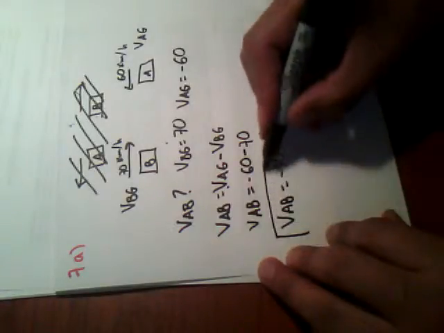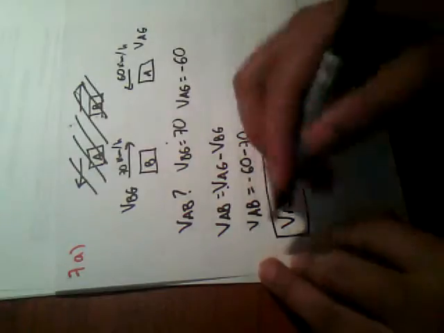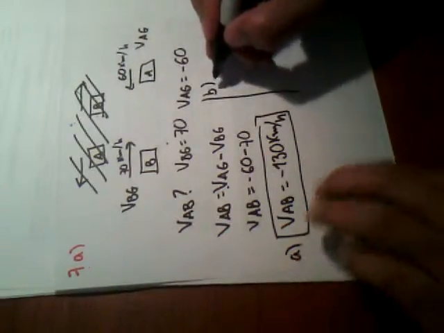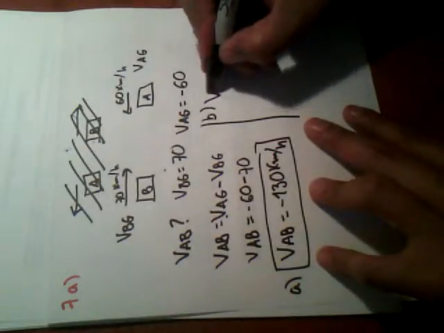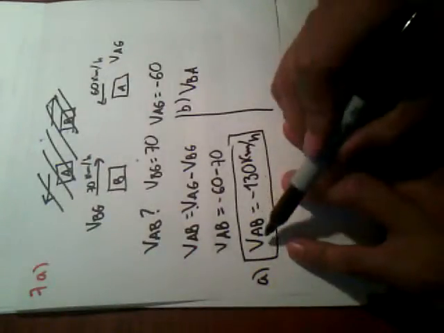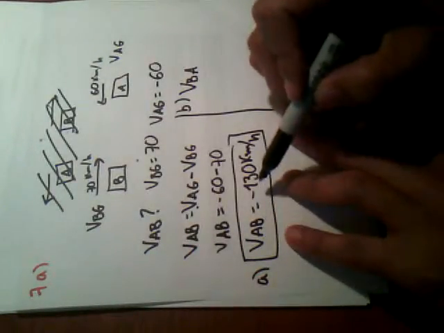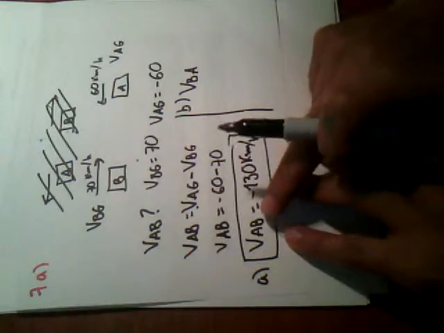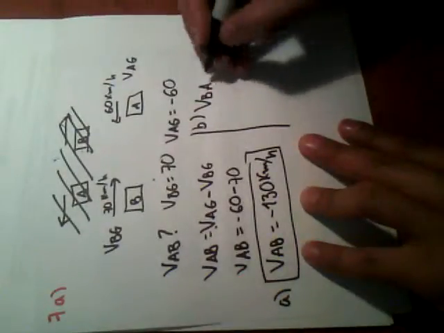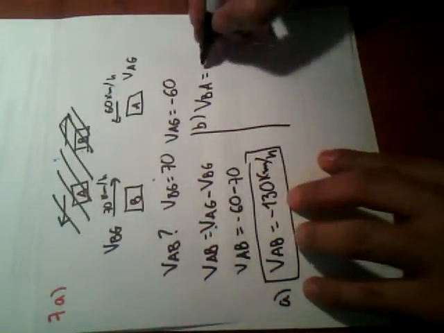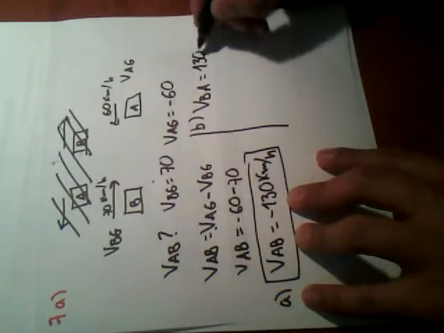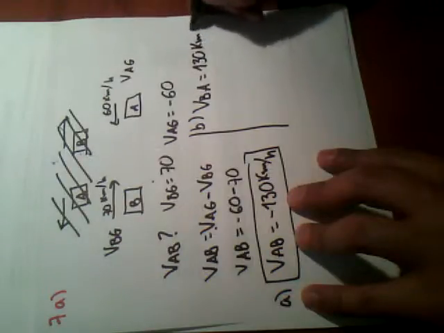Okay, so that is the answer for part A. Now I'm going to do part B here because it's very easy. Part B is, what is the velocity of B relative to A? Because we know that A relative to B is minus 130, then the velocity of B relative to A, which is the opposite, this is AB, this is BA, will also be the opposite. So it's not going to be minus 130, but it's going to be positive 130 kilometers per hour.